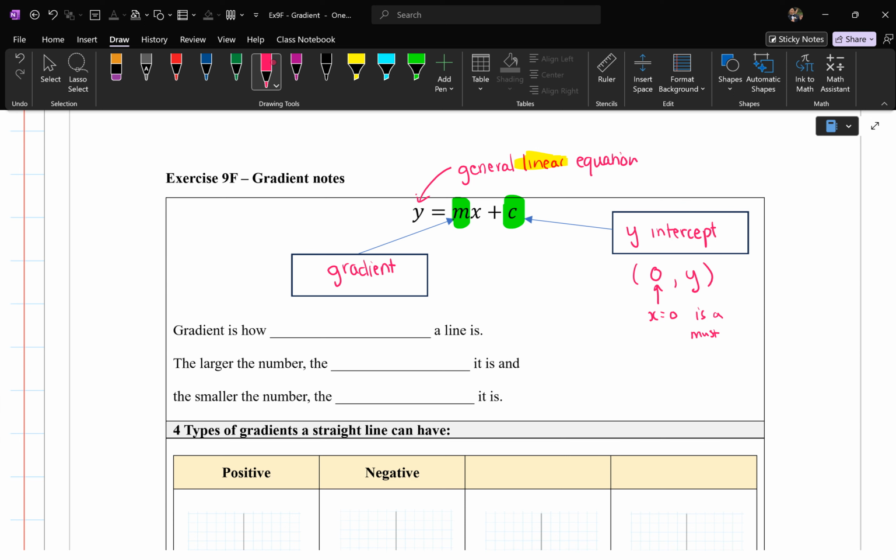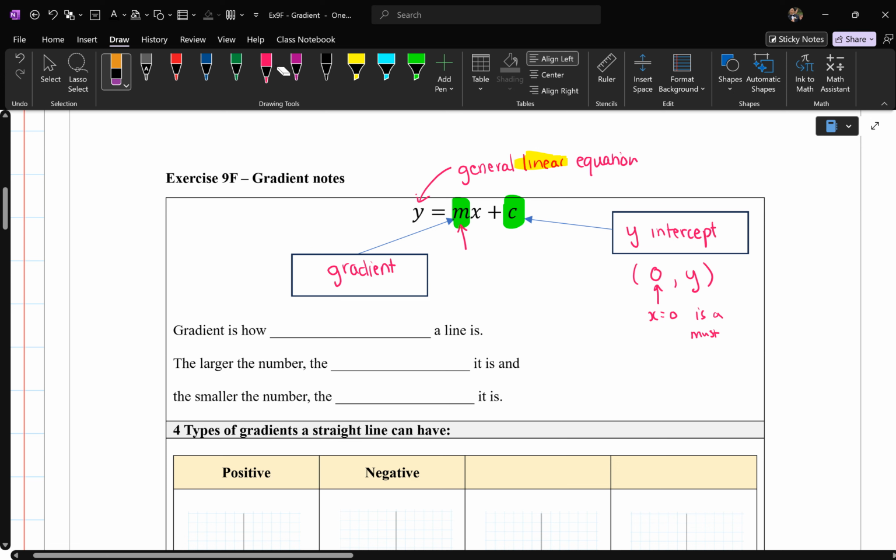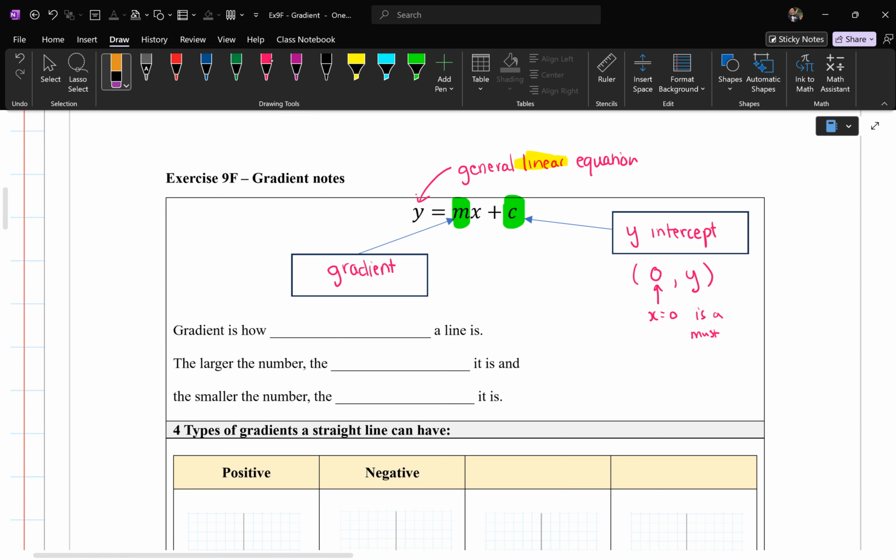Now, a couple of things I'm just going to fill in and you're just going to copy down for now. We're saying y equals mx plus c. m is a number. Whatever that number is in front of x, that is the gradient. And then the number that's left by itself is your y-intercept.